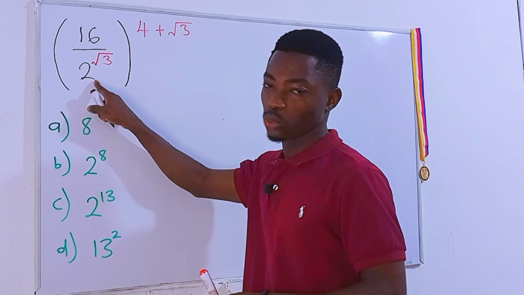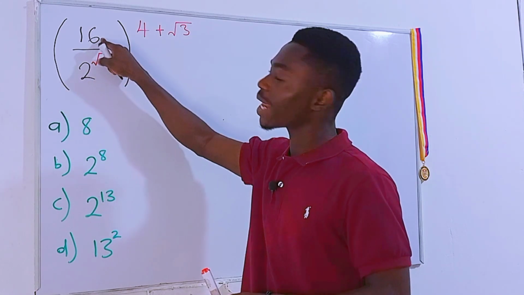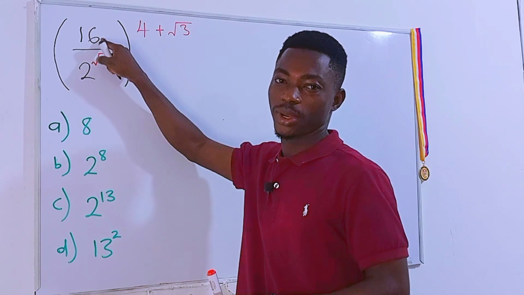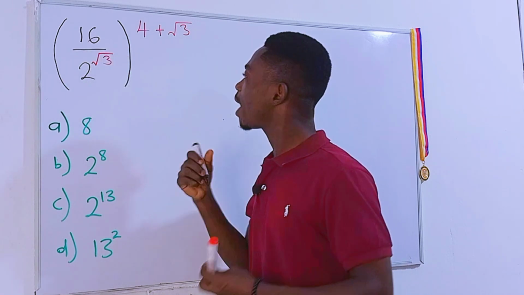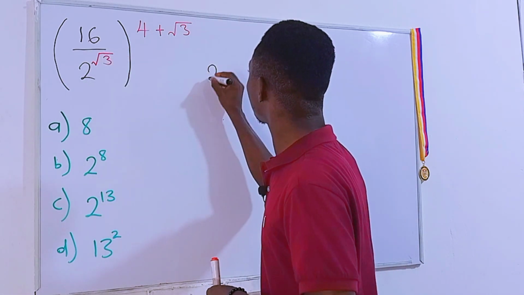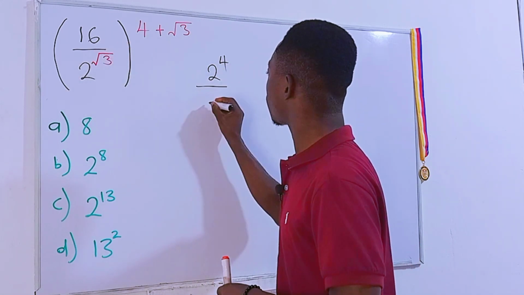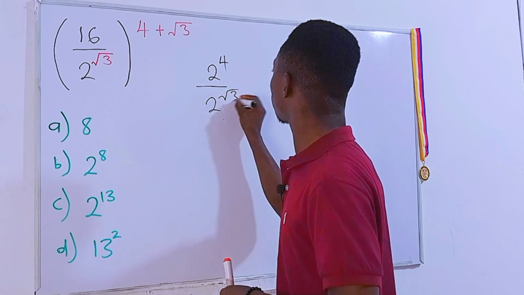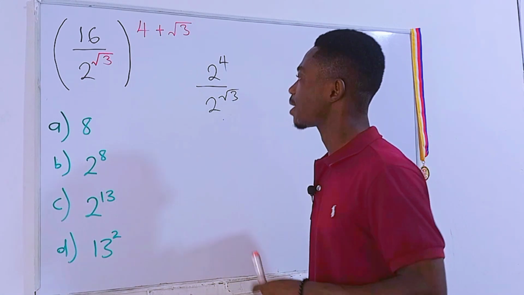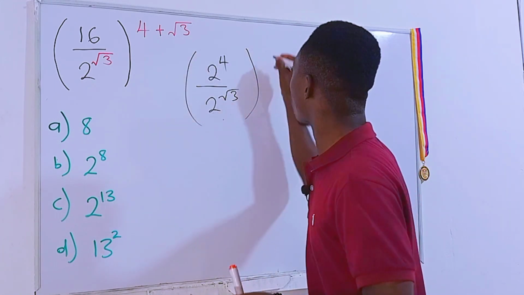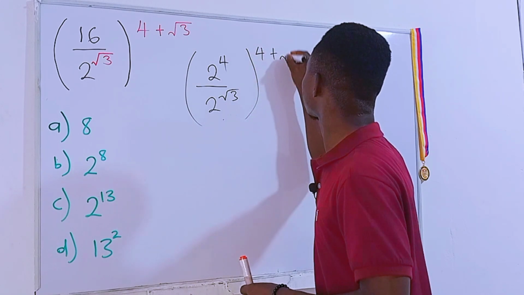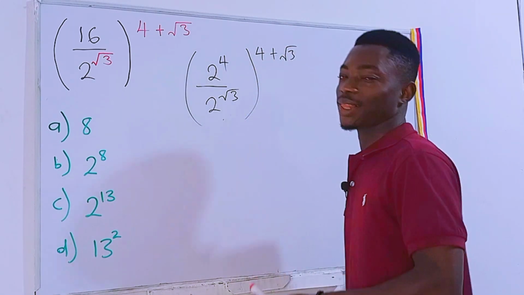Because we have these two here as a base, let's go ahead and express this in such a way that the base will also be 2. And if we do that, in fact, we will have 2 to the power 4, which is the same as 16, then divided by 2 to the power square root of 3, just like this. And again, all to the power 4 plus square root of 3.